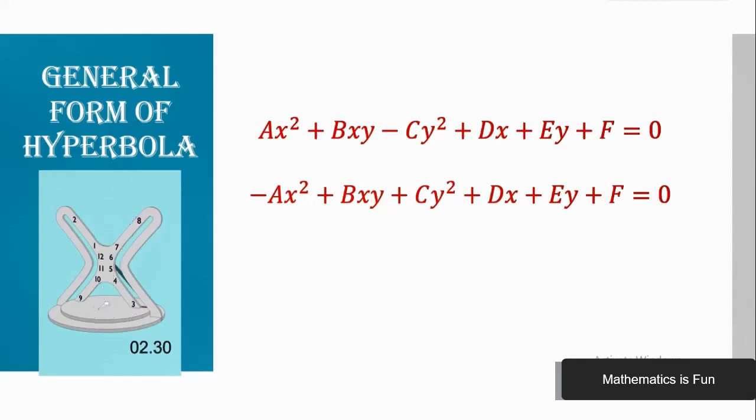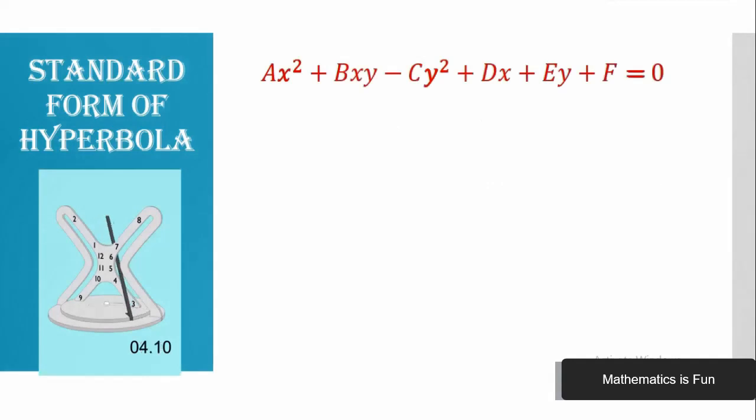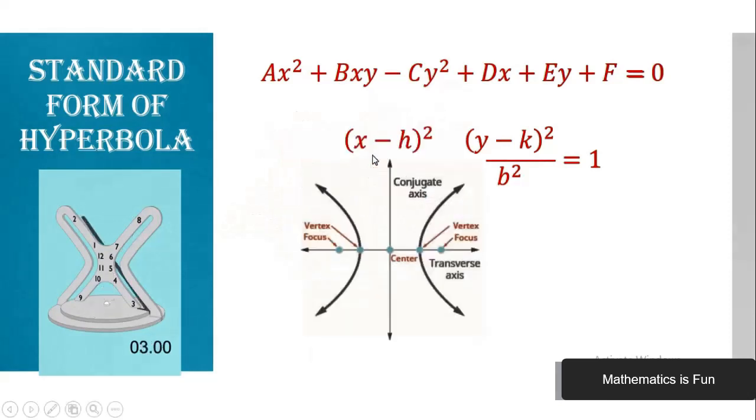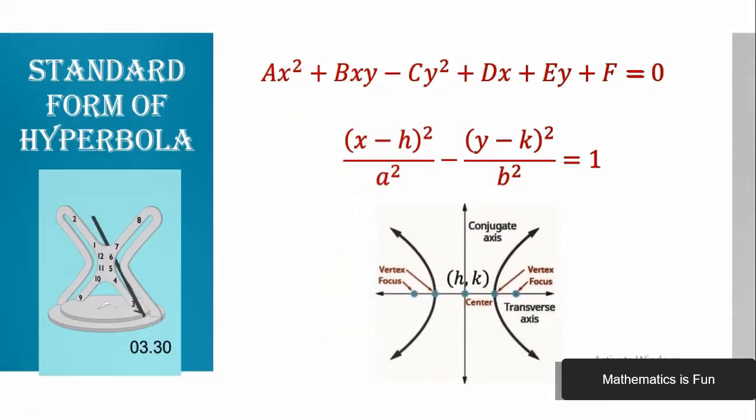Now let's see the difference between these two equations. Here is the first equation of hyperbola. Its standard form is like this, and you can see it really resembles the equation of an ellipse. In the ellipse, both terms have the same sign, and in the hyperbola, the terms have opposite signs. Here is the graph of a hyperbola with center (h, k), where h and k represent the center of the hyperbola.